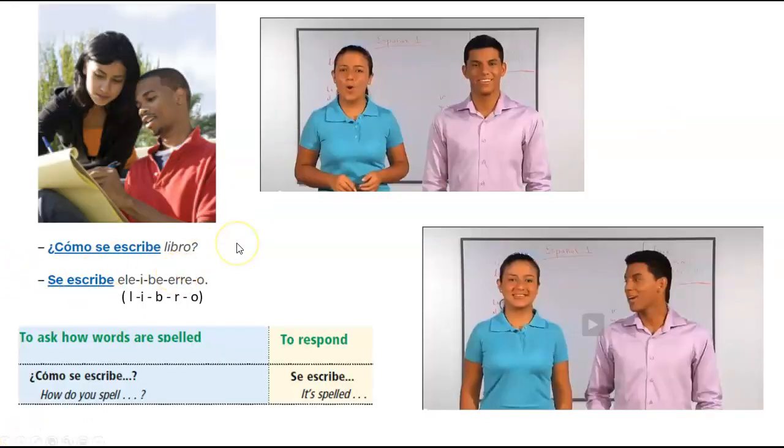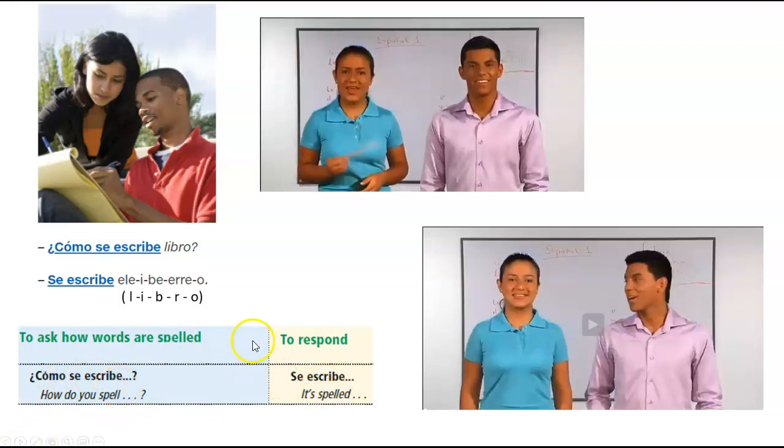So you can also ask how something is spelled in Spanish. To ask, you can say, ¿Cómo se escribe libro? How do you spell book? Se escribe L-I-B-R-O. So again, ¿Cómo se escribe? How do you spell? Se escribe, and you spell it out. ¿Cómo se escribe lápiz?